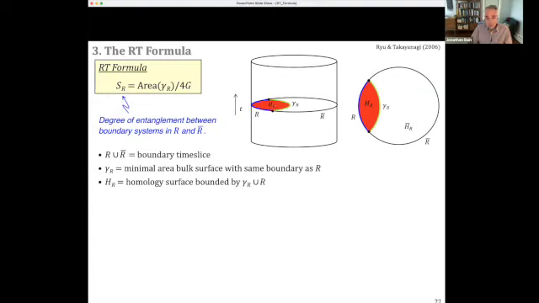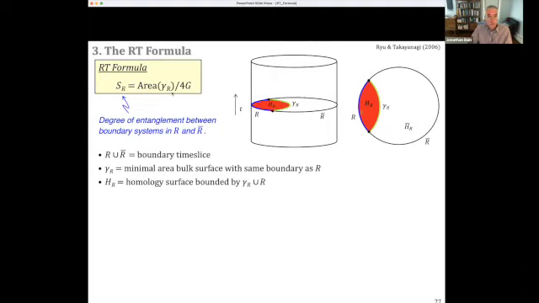So we have a spatial slice through the bulk intersecting the boundary in some boundary spatial surface. We've decomposed that boundary spatial surface into a subregion R and its complement R bar. With respect to R, we define this bulk surface called the minimal area bulk surface associated with R. It's the bulk surface that has the same boundary as R, and it's the minimal area such bulk surface. In addition, there's this other bulk surface, the homology surface H sub R, that's defined as the bulk surface whose boundary is the union of R and gamma R.